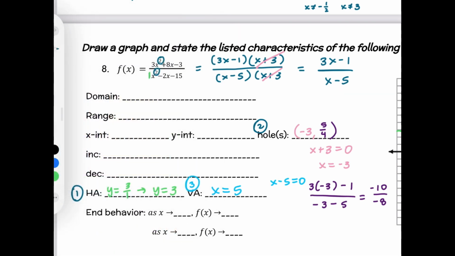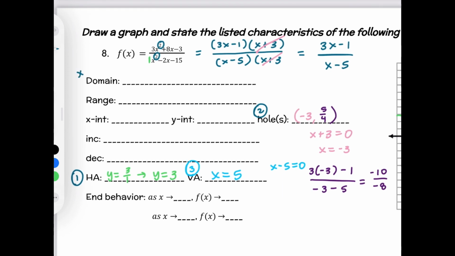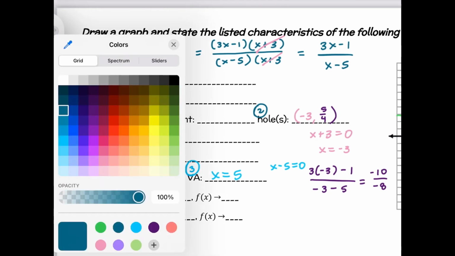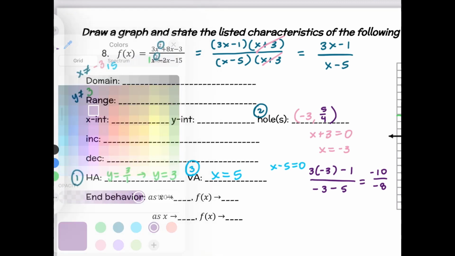Now that we have all of our discontinuities, I like to go ahead and do domain and range. So for our domain, x can't equal whatever makes the denominator 0, which in this case would be our hole, just the x value at -3, and our vertical asymptote at 5. So we need to take those two numbers out of our domain. And then for our range, y can't equal, again, any of our discontinuities. So it can't equal the horizontal asymptote, and it cannot equal the y value of the hole, which would be 5 over 4.